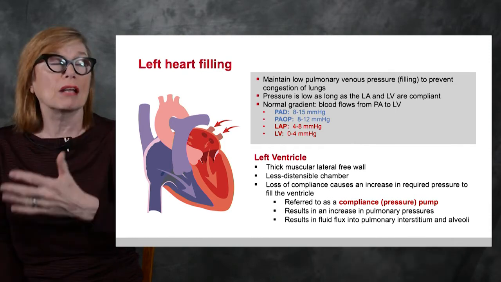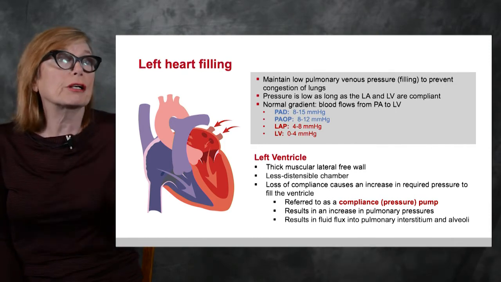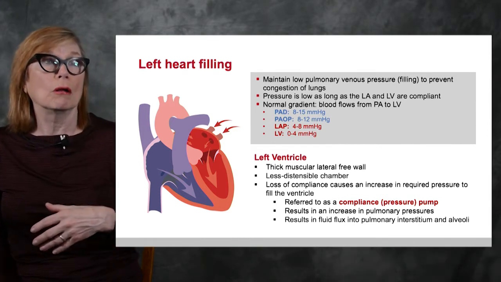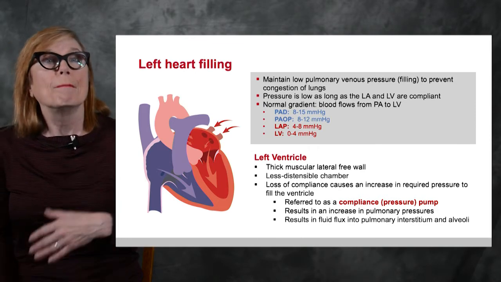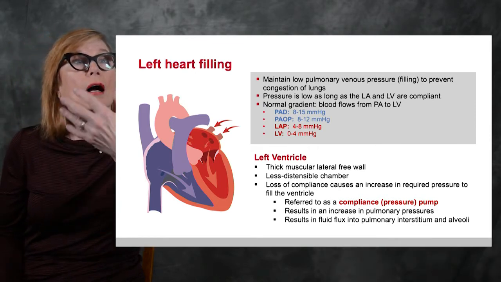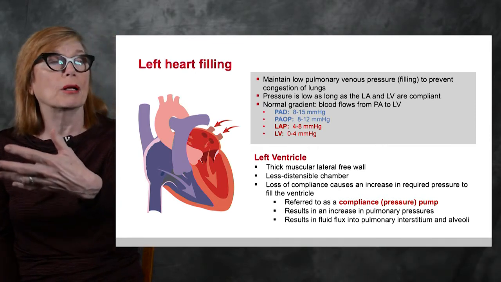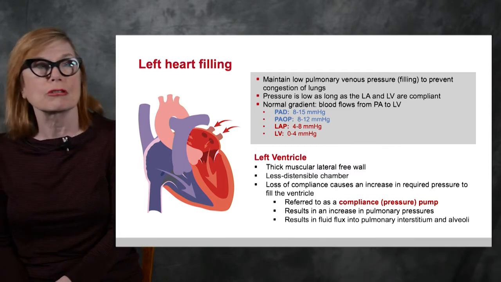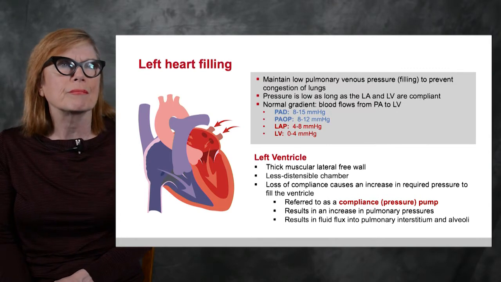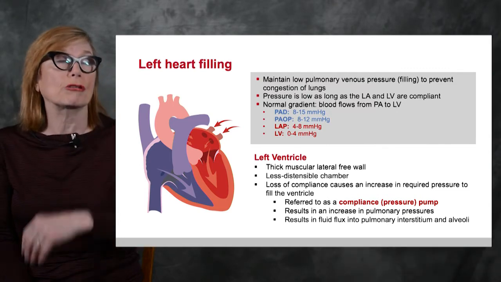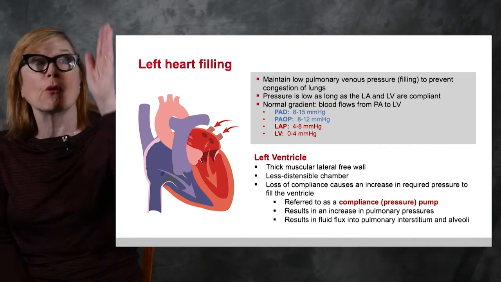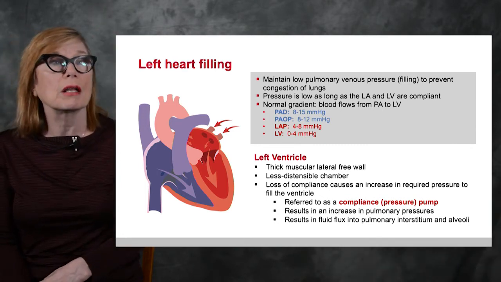So we think about left ventricular pressure. Left ventricular diastolic pressure is 0 to 4. Left atrial pressure is 4 to 8. Pulmonary arterial occlusion pressure or pulmonary capillary wedge pressure is 8 to 12. And pulmonary artery diastolic pressure is typically 8 to 15. That means this is the pressure gradient that must be overcome by the pulmonary vascular tone in order to promote filling of the left ventricle.